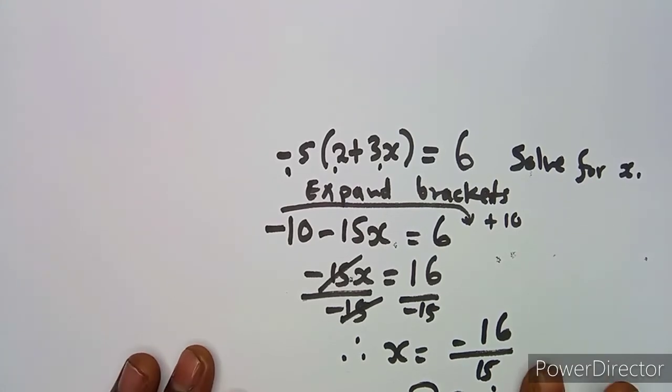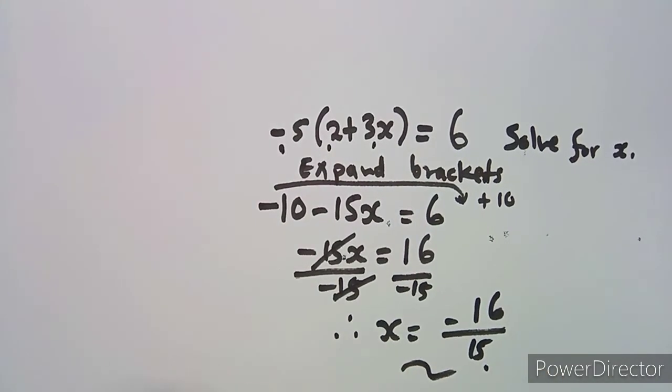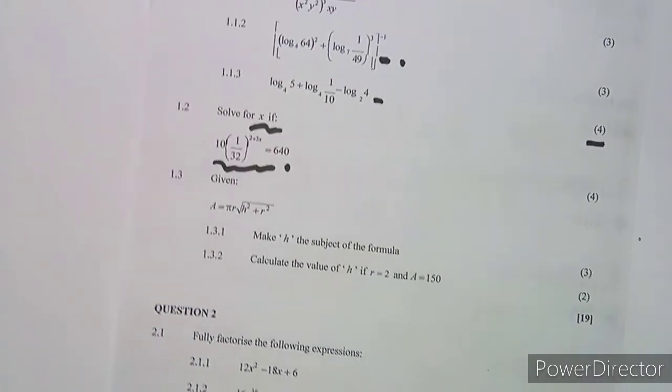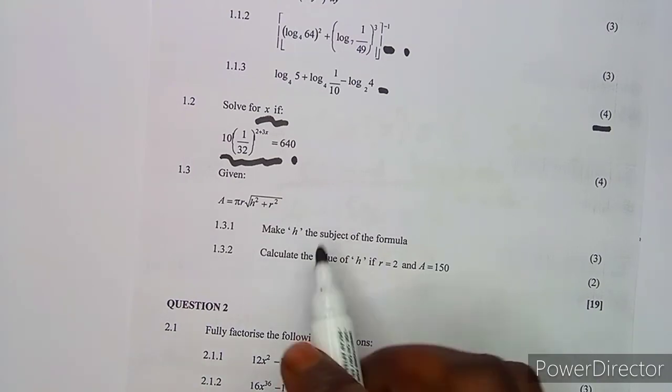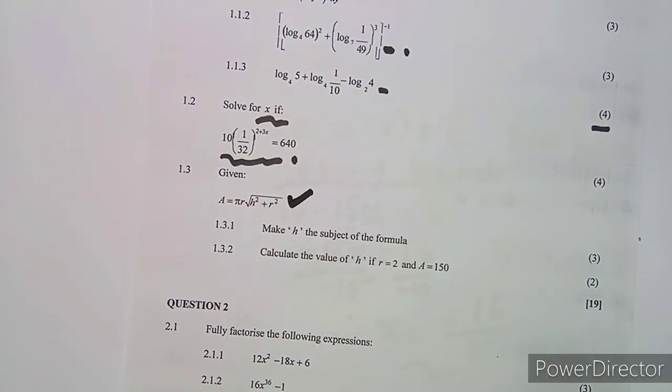Okay, I don't know why we are obtaining such a weird value, but that is what we are having in this case, depending on the calculation that you've made. But that is the consideration. Okay, given A is equal to pi r times the square root of h squared plus r squared, make h the subject of the formula, and we've got 3 marks for that.